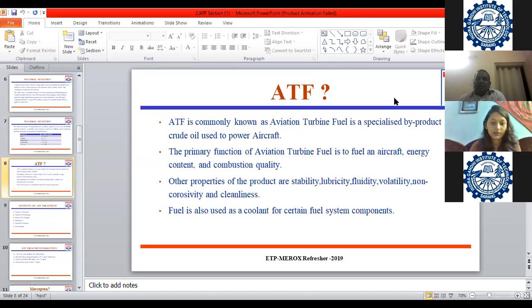So rather than SKO, we give the SKO a little treatment and make it ATF, aviation turbine fuel. Fuel is also used as a coolant in certain fuel system components.